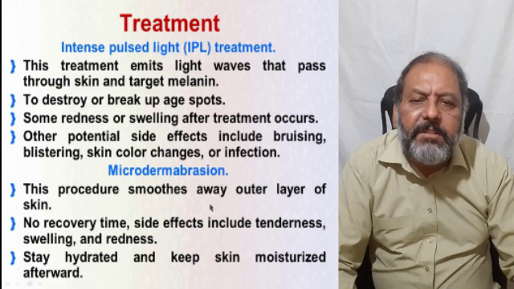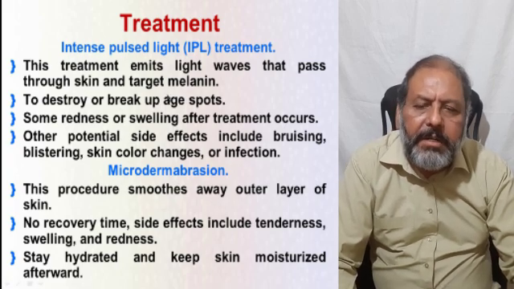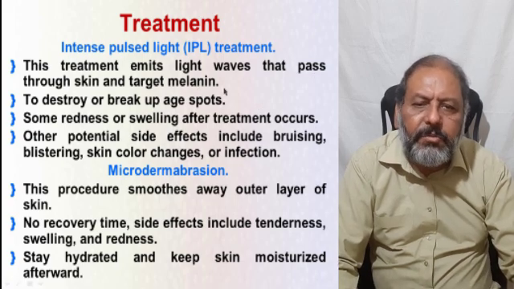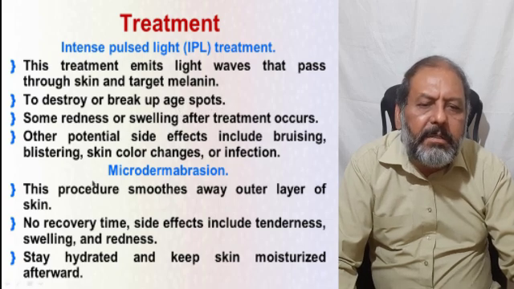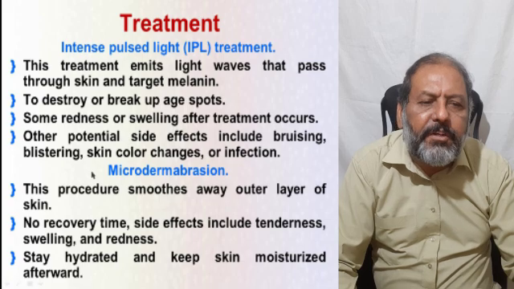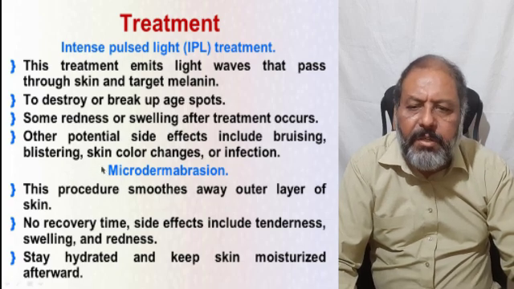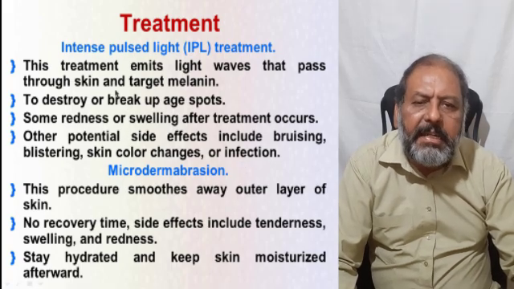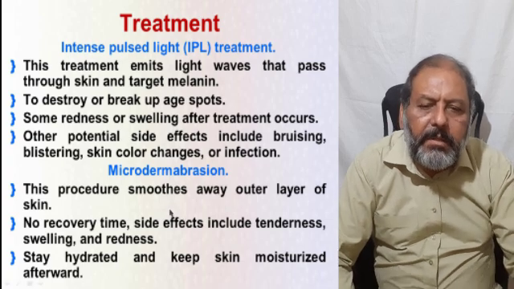Then intense pulse light, IPL, treatment for lentigo. This treatment emits light waves that pass through the skin and target the melanin to destroy or break up the age spots. Some redness or swelling occurs after the treatment. Other potential side effects include bruising, blistering, skin color changes, or infection, just because of the intense pulse light treatment.